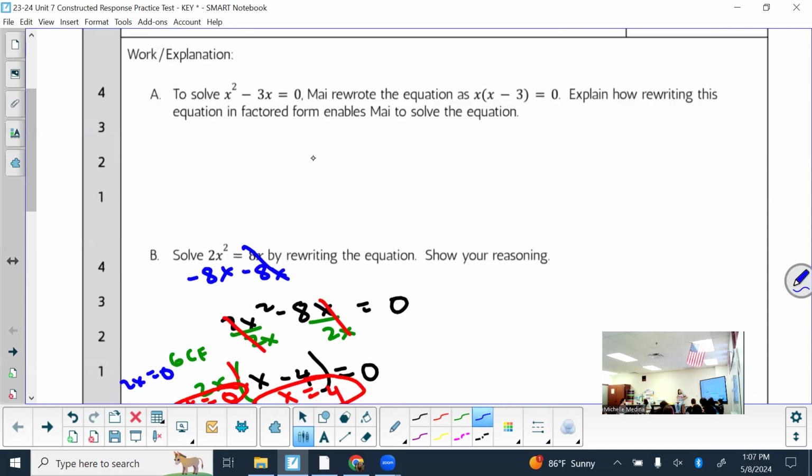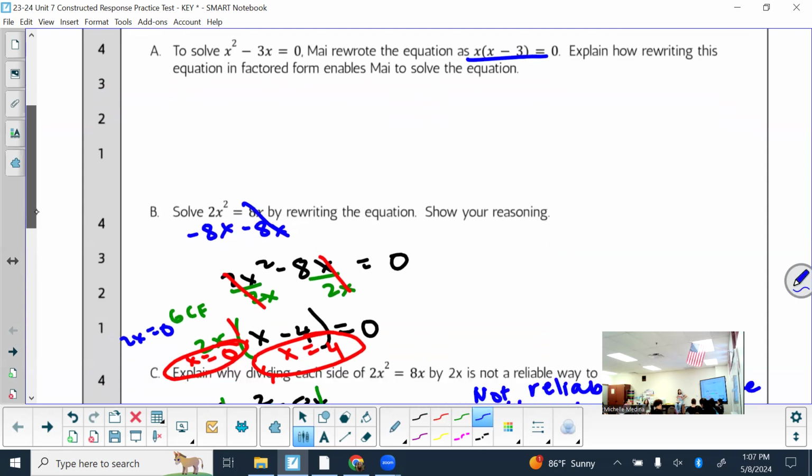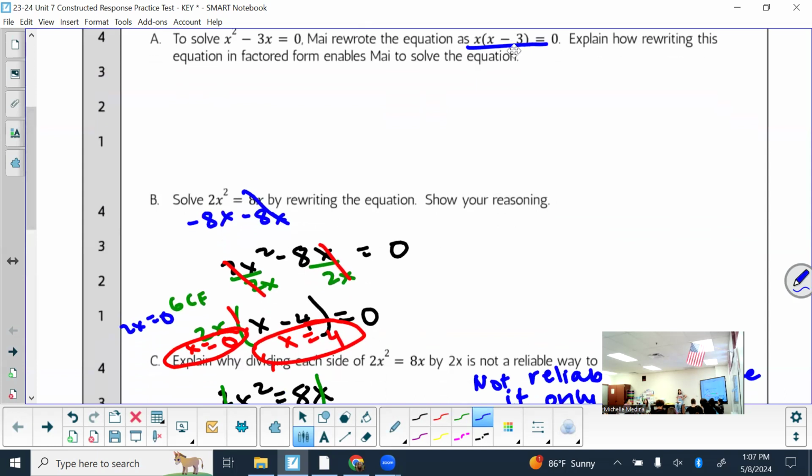When it says to solve this, maybe we wrote it as this. So standard form to factor form. Explain how rewriting this equation in factor form enables her to solve the equation. Basically zero product property. When I multiply to get 0, one of the factors must be 0, and it can be either one. Okay, other questions? Might have time depending on how long it is. No one asked on the puzzle piece, so does that mean that's good?